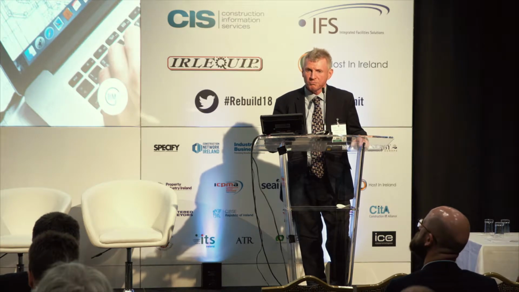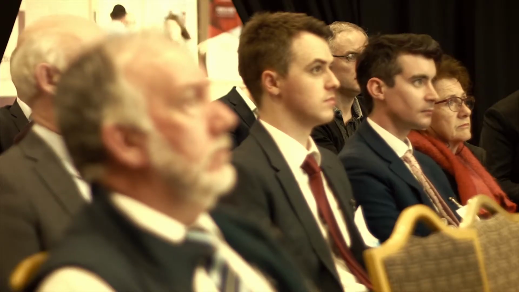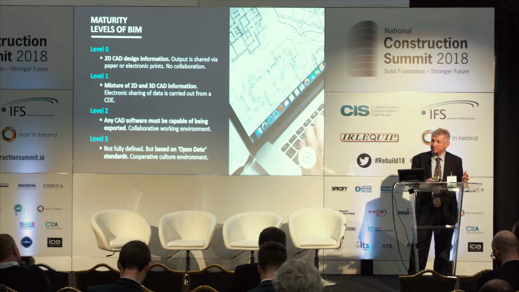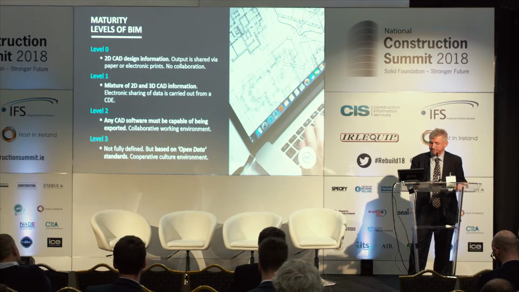Then you move on to level 1 BIM, where you're moving from the 2D into the 3D. The information is getting more detailed, and you're allowing for the sharing of information within this common data environment. Then we're moving towards level 2 BIM, where you're getting much more detail, more collaboration, integration, and finally you're trying to achieve level 3, which is everything is open, everything is shared, everything is collaborative. So they're the four levels. I'll come back to where we are in Ireland, but everyone is trying to achieve level 2.